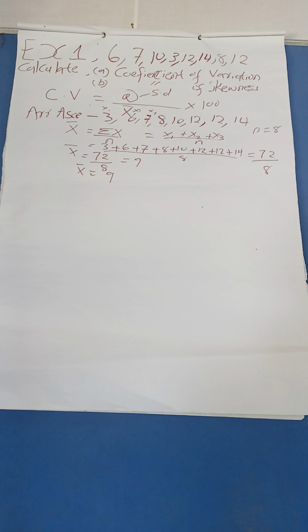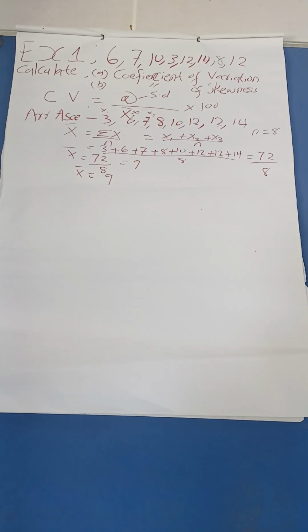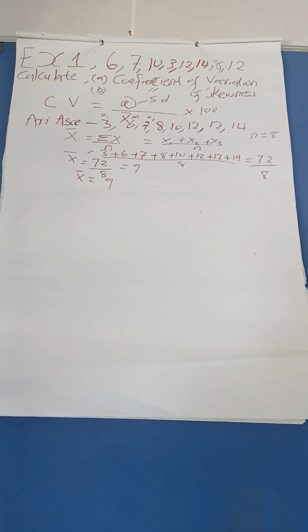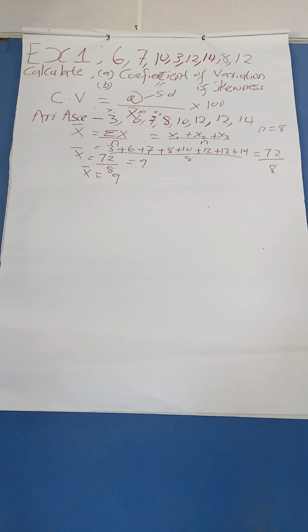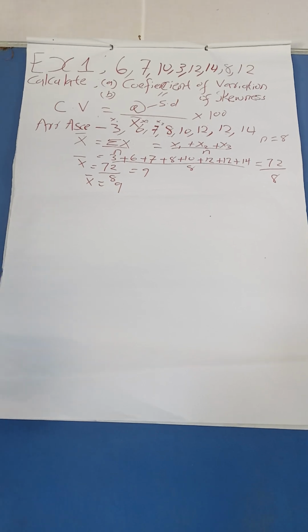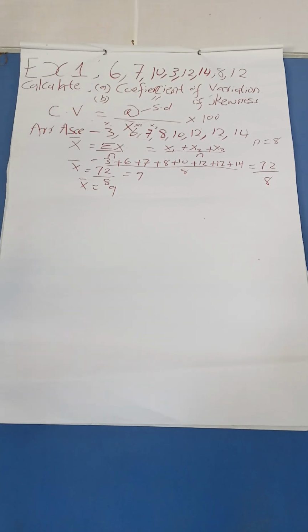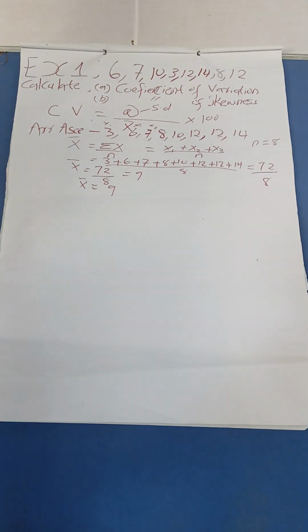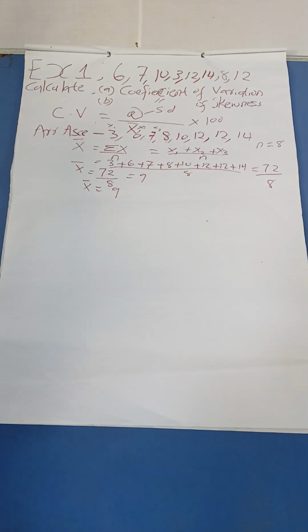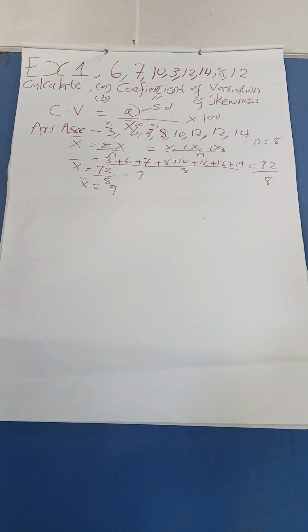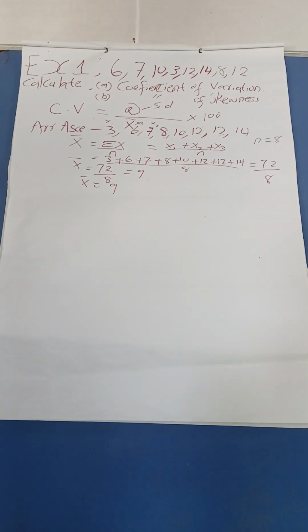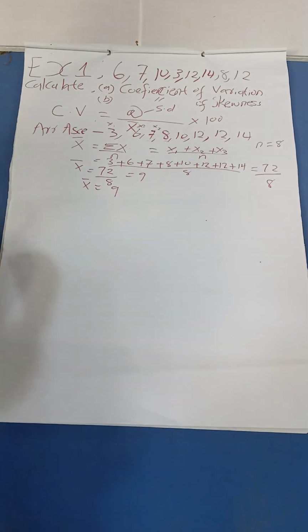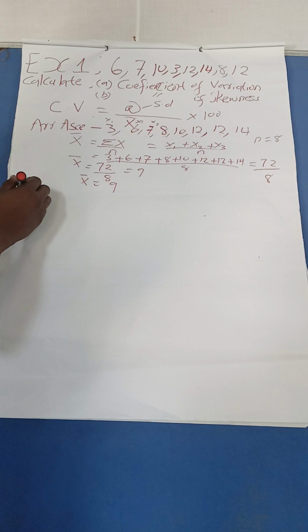That is the first step. The second step means we have to calculate the standard deviation. Remember, I talked about the standard deviation before, but we are going to repeat it for the case of calculating the coefficient of variation. To calculate the standard deviation, we'll have to come up with a small table here.